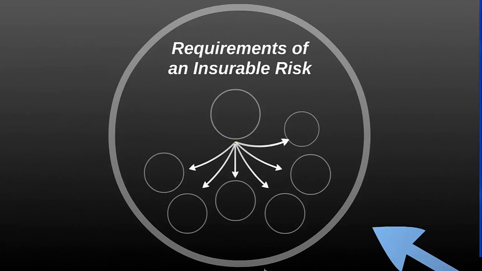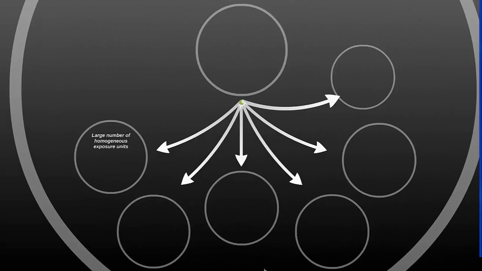Now let's discuss requirements of an insurable risk. They are: there should be a large number of homogeneous exposure units. Losses should be fortuitous and accidental, as I just discussed. Losses should be determinable and measurable. There should be no catastrophic loss potential. The chance of loss should be calculable, and the insurance transaction should be economically feasible.